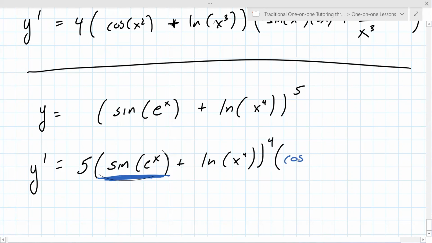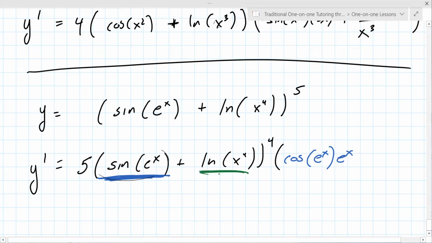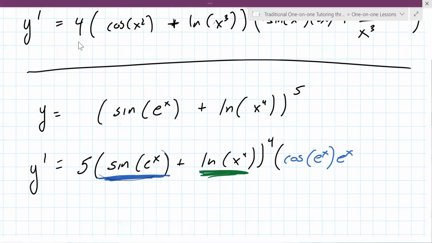It's cosine of e to the x, but then you have to take the derivative of the inside function. What's the derivative of e to the x? e to the x. Good. Now I'll do this other one in green. So this plus comes in here. I'll do that in the other color.